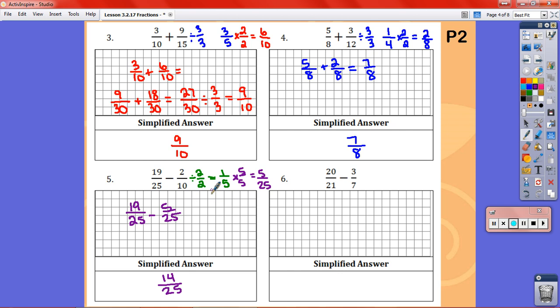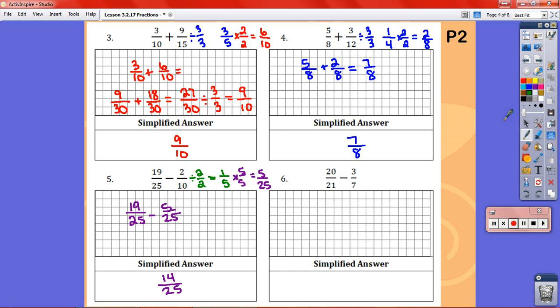Again, I did not have to simplify first. I could have gone to 50, 25 times 2, 10 times 5. And I would have gotten, well, 19 times 2 is 38, minus 2 times 5 is 10, 38 minus 10 is 28, 28 over 50, both can be divided by 2, and 28 divided by 2 is 14, 50 divided by 2 is 25, so you get the same thing. It's just that I didn't have to deal with 50ths when I did it this way.